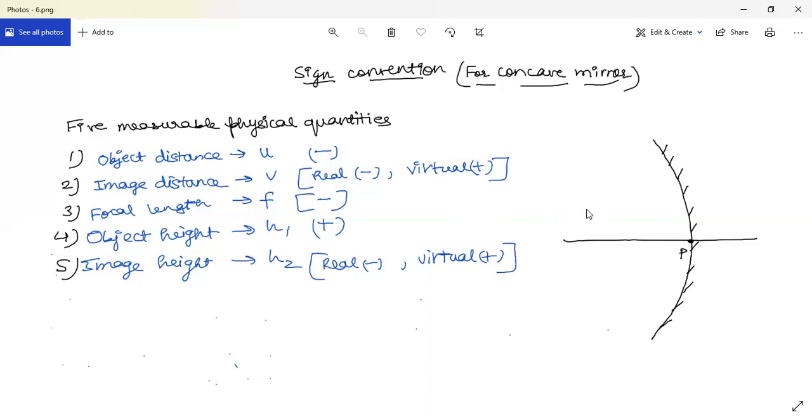So if it's real, it will be formed this side, right? So it'll be negative. And if it's formed that side, the virtual image, it'll be positive. Now, focal length in a concave mirror is always taken as negative, and the object height is taken as positive. Object height will always be taken as positive because it's always upright. You never keep it inverted. It'll always be kept above the principal axis. You can't keep it below, right?